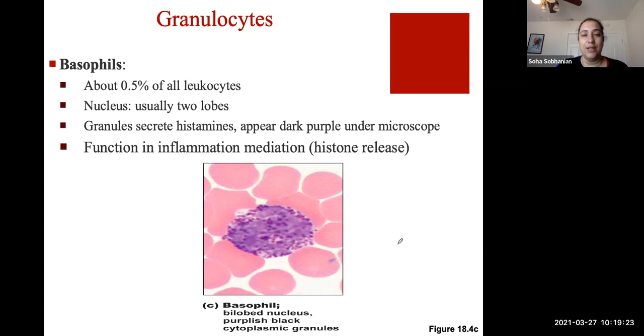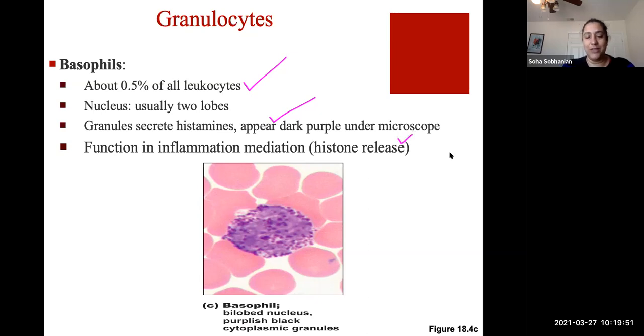The most important thing you need to know for this is that they are the least common. You do need to know they're the ones that actually trigger the immune response. The granules secrete histamine, which is going to cause an inflammation response. So the inflammatory response, the allergic reaction that you see, the whole histamine concept is coming from the basophils.